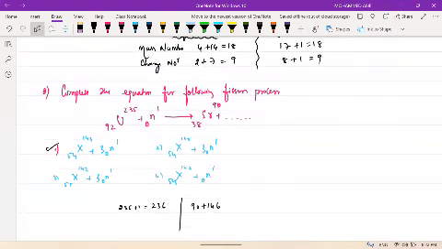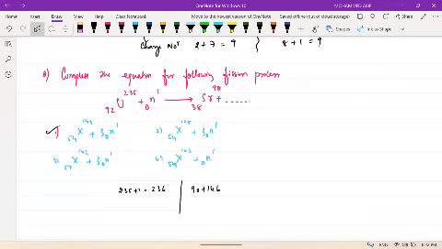Now see this question. Complete the equation for the following fission process. Fission means what? A heavier nucleus disintegrating into lighter nuclei. Uranium 92, 235, is reacted with a neutron. We get strontium 38, 90. Now consider the mass numbers on LHS and RHS. 235 plus 1, it should be 236. There it is 90. 90 plus something must be equal to that much. So it is 236, 90 plus 146.